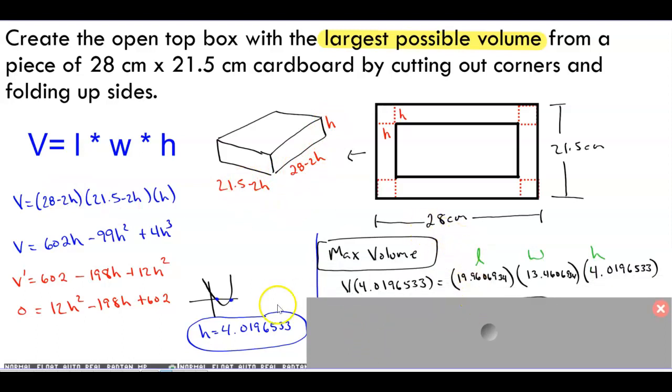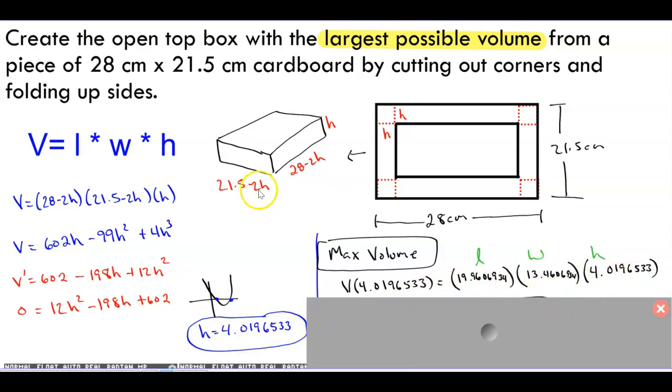I'm going to find those values. So I took h and I plugged it back into each one of these. And I have my length being 19.606. Notice how I took all the decimals? I did that because I don't really want to round until the end of my answer. The very final answer is when I round. Otherwise, keep everything exactly the way it is.